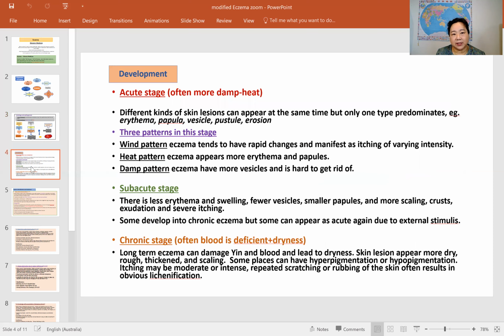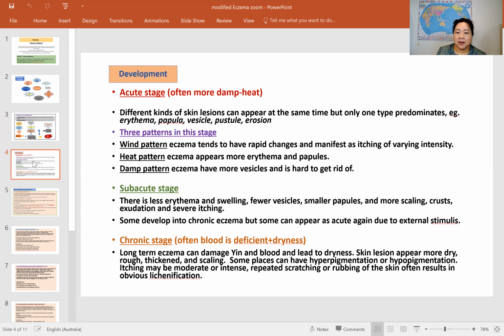Now let's go to the stages of eczema. We have the acute stage, subacute stage, and chronic stage. In the acute stage, there are different kinds of skin lesions. They can appear at the same time, but very often only one type is predominant, maybe erythema, papule, vesicle, pustule, or erosion. And at this stage, there can also be three different patterns.